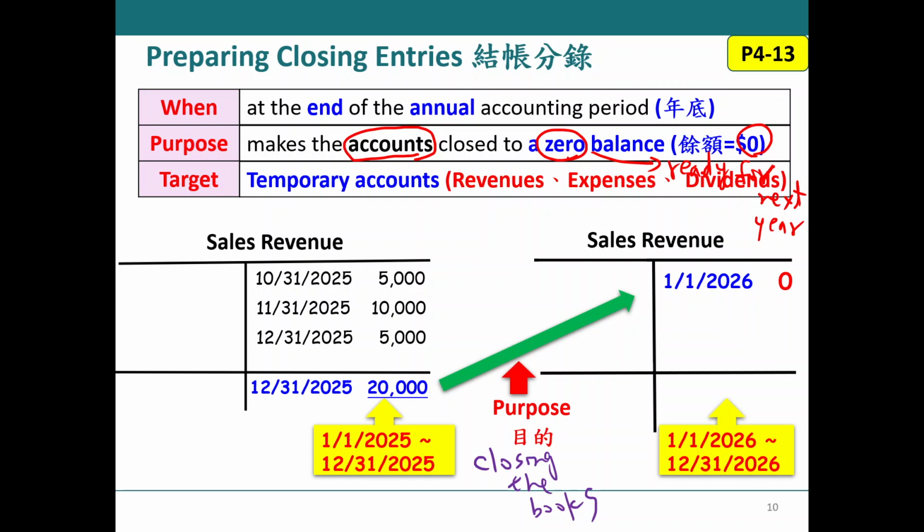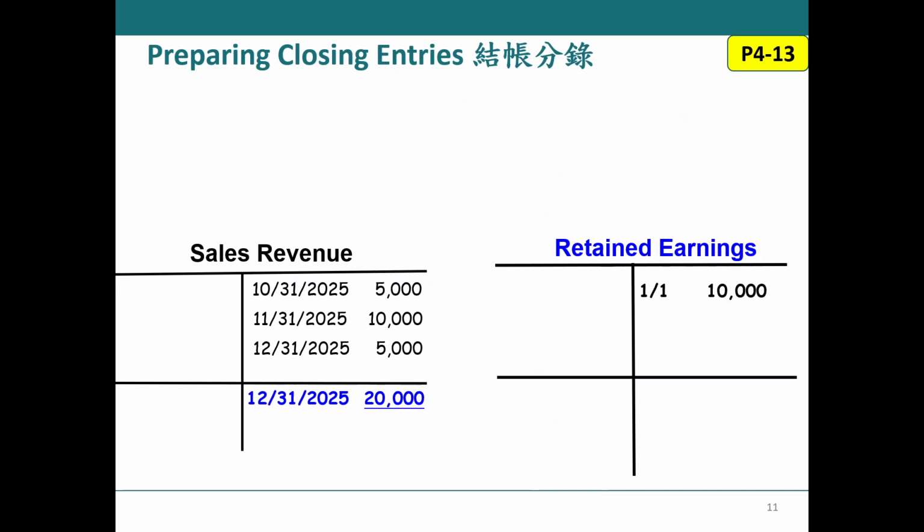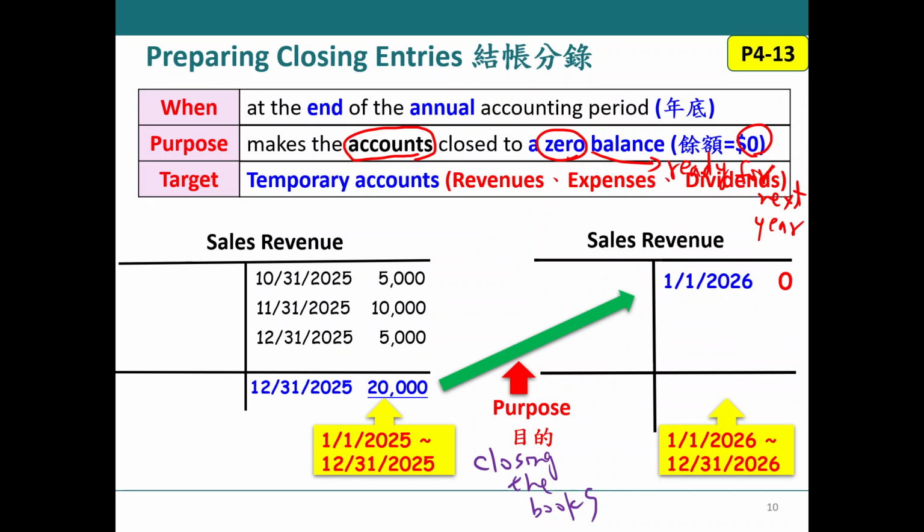So actually, closing the book, we did not just use erasers to make a number become zero. Impossible. Every number you find here, they are your money. So actually, we do what? Oh my God. We transfer the money to somewhere, a safe place. This place will keep the money forever. So forever means what? Permanent account, 永久账户. So which permanent account can keep your revenue, expenses, dividends at the same time?